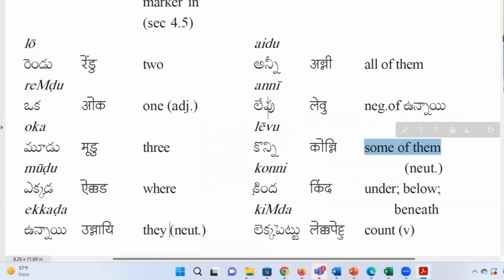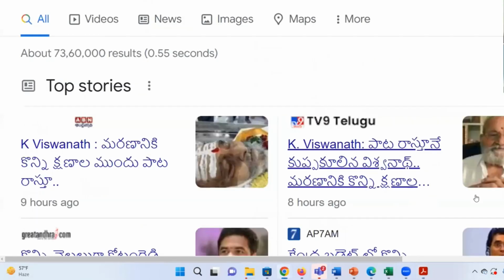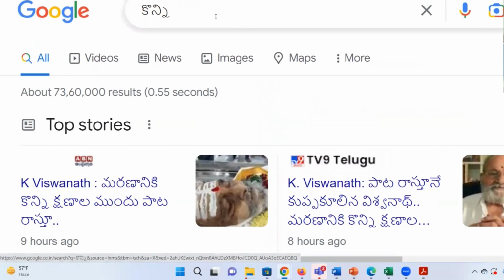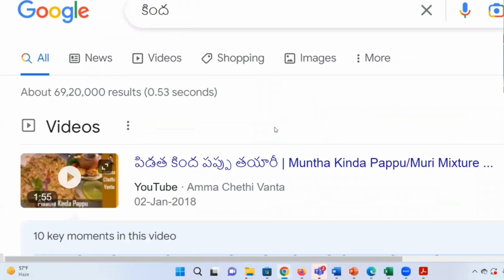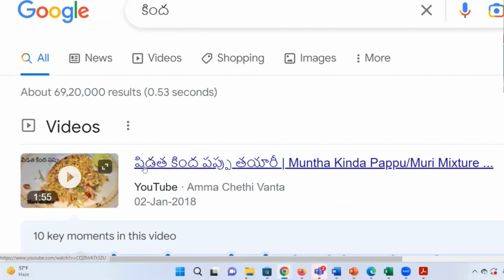The next one is kinda. Kinda means under, below, or beneath also. In English there are three meanings, but basically kinda is used if something is above or below something. So it's not difficult like English, where there are three words. Okay, let's try kinda, then we'll get the meaning. You can read this one.